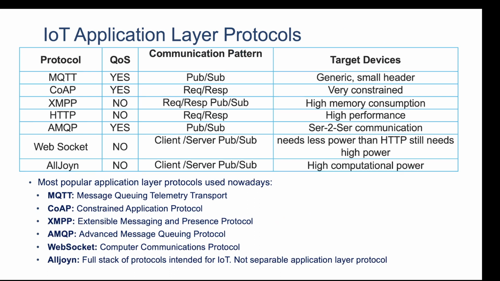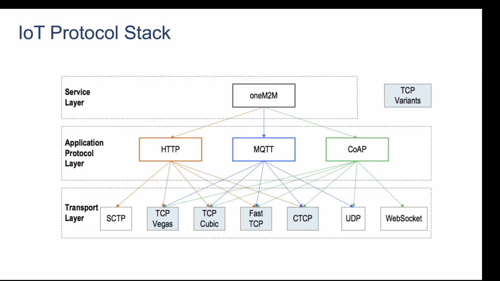If we look at how protocols are selected, each has a different communication pattern, a different set of devices, and different QoS requirements. So based on our actual field requirement, we select the actual protocol that we are going to use. And it could be mix and match also in terms of the application layer and the transport layer.